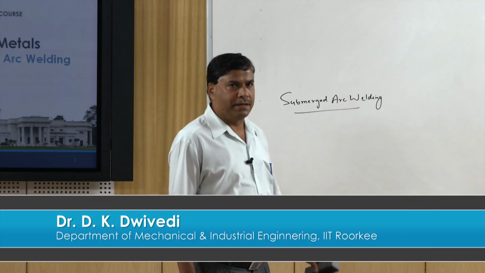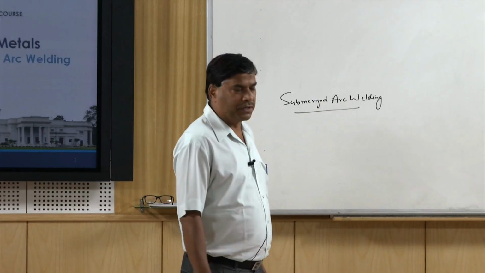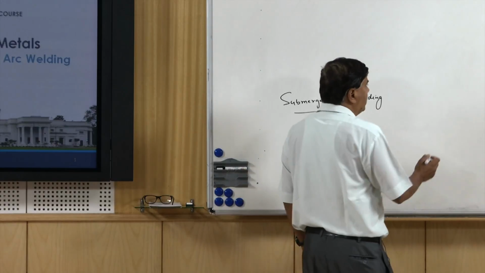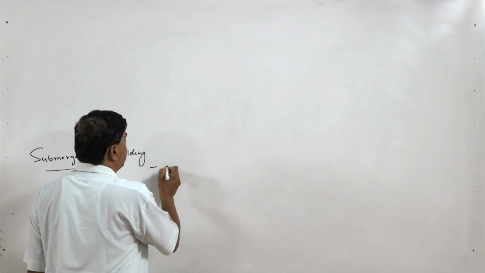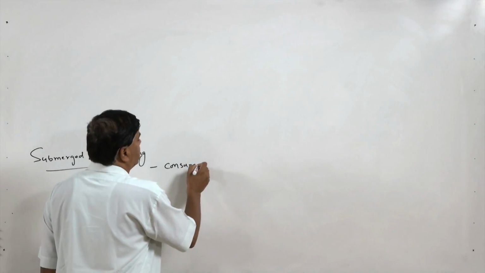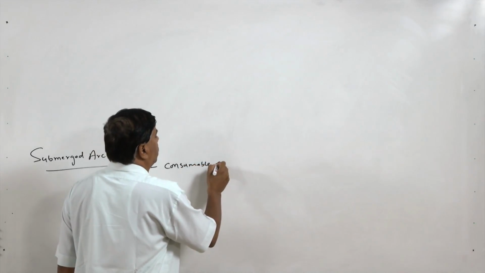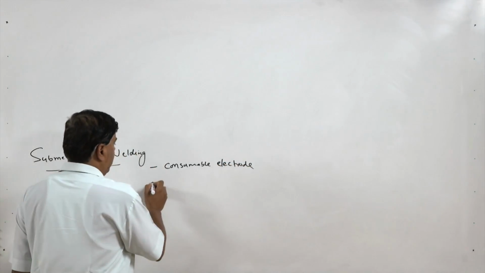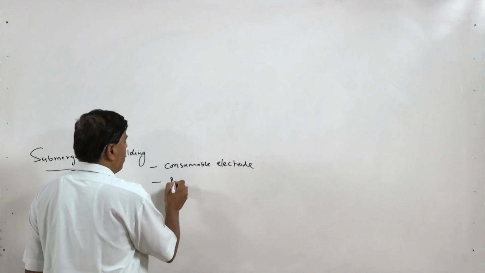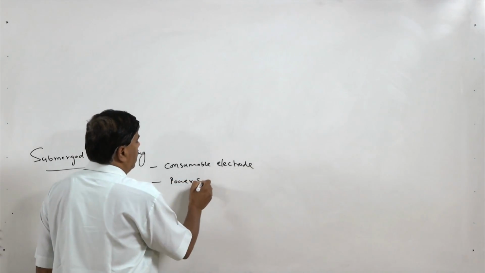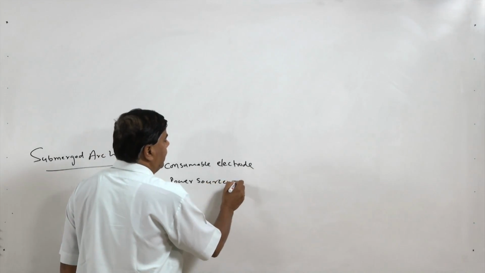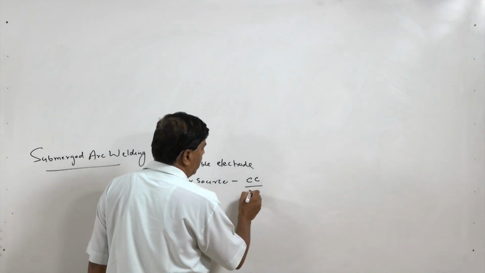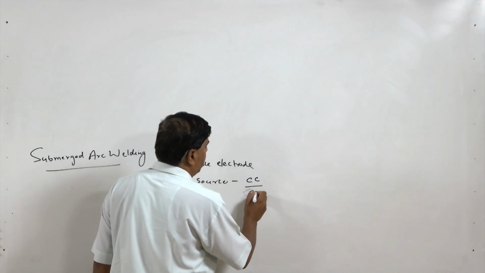In this presentation, I will start with the submerged arc welding, and thereafter I will try to take up the electroslag welding process also. So, the submerged arc welding process is very unique in the sense the important features like it uses the consumable electrode and the power source used in this process can be constant current type or it can be constant voltage type.